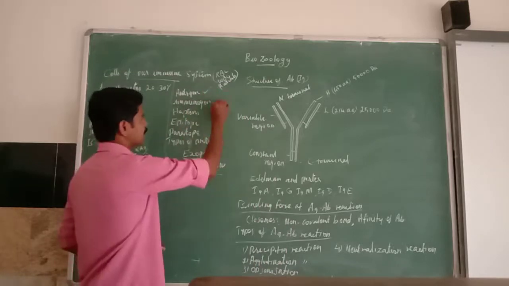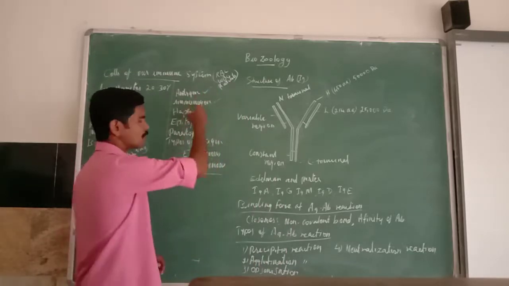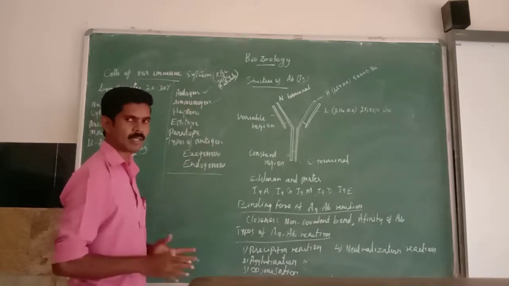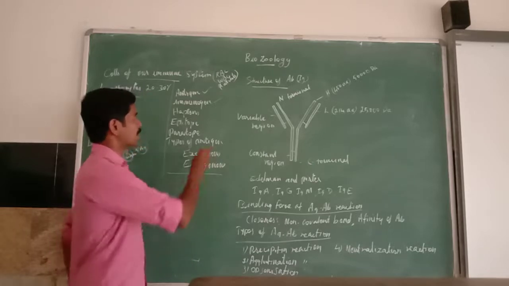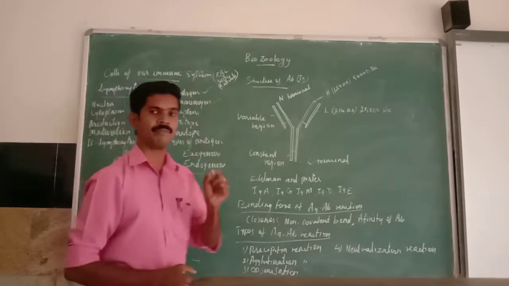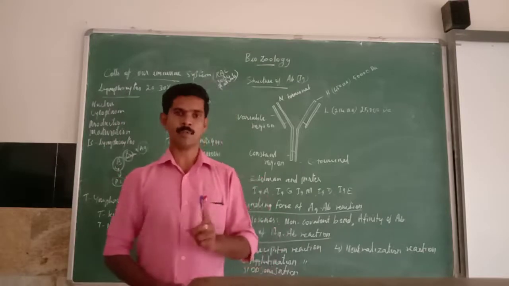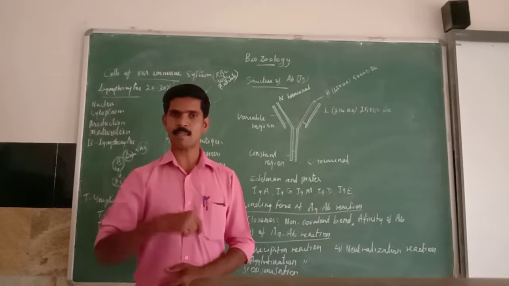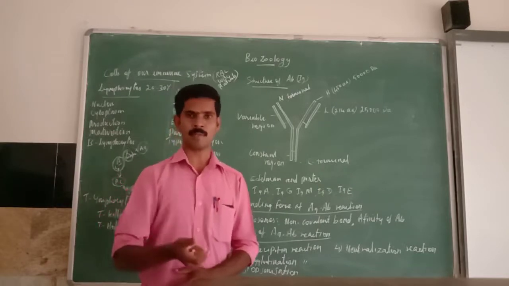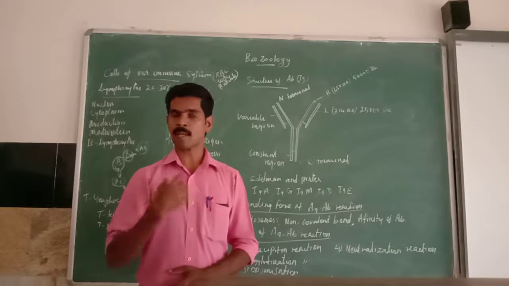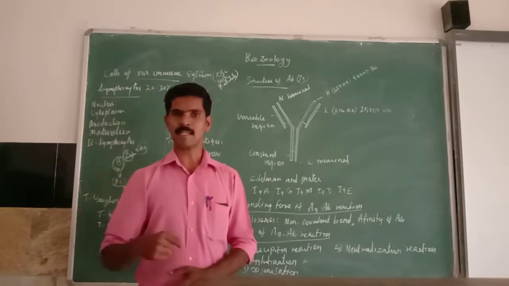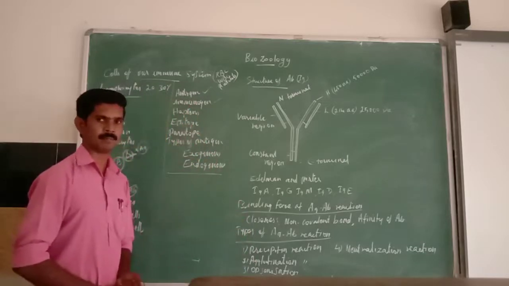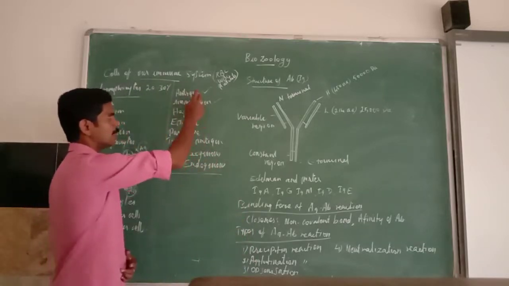Then the second one is immunogen. Both are antigens only, but the definition is different. Immunogen means the substance which can produce an immune response. That means when this antigen enters the body, our body immediately produces an immune response. So for the production of an immune response, one substance is needed. That substance is called what? Immunogen. So now we have completed two 2-mark questions: antigen and immunogen.